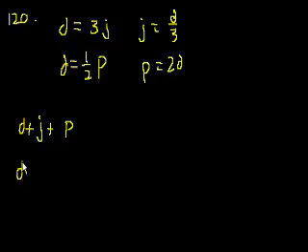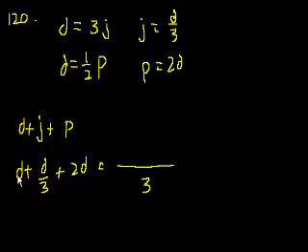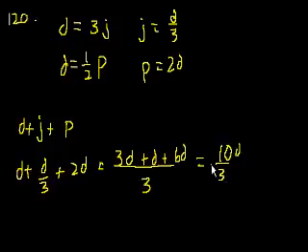So this turns into D plus J, which is D over 3, plus P, which is 2D. Let's find a common denominator, 3. 1D is the same thing as 3D over 3. D over 3 is still just D over 3. 2D is the same thing as 6D over 3. That's equal to 3 plus 1 plus 6, which is 10D over 3, or 10/3 D. And that's choice C.